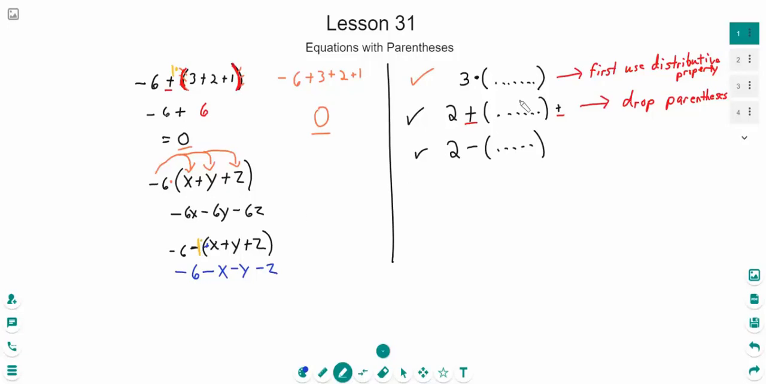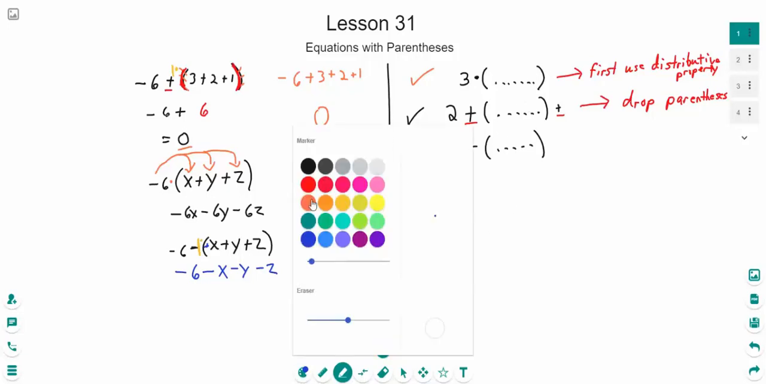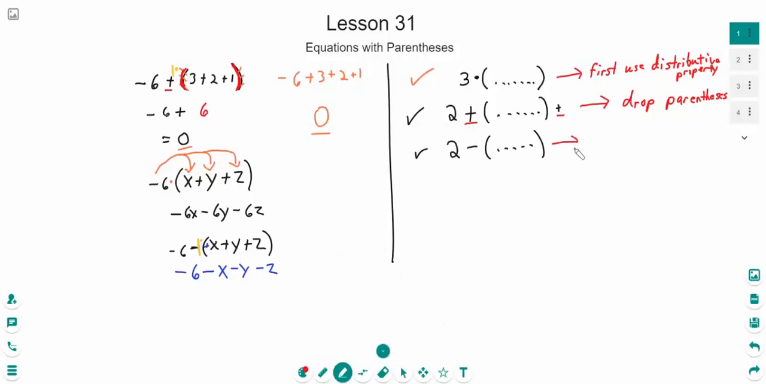All right, so just to recap and make sure you've got these straight in your head. And actually, let's put that over here. We can drop the parentheses. First, we must, though, change all the signs for the terms inside the parentheses. Okay.